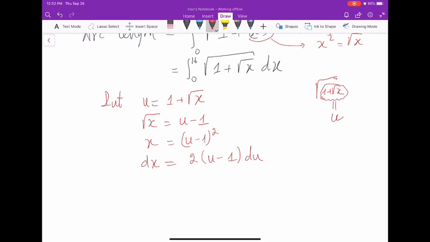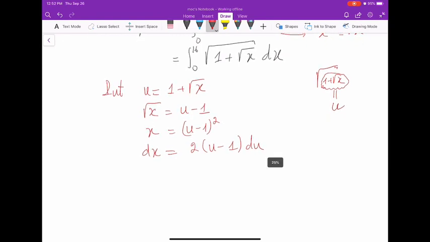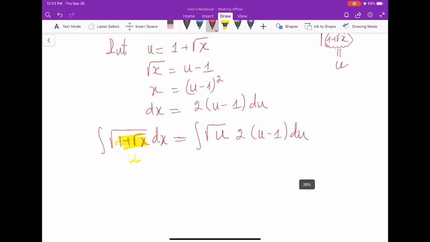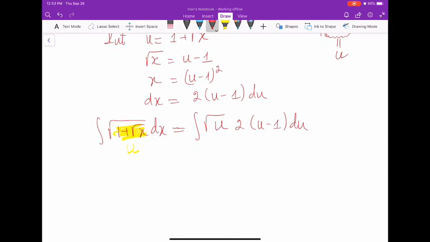Now, I will rewrite the original integral in terms of u, but I will not take care of the integration limits because I will plug all numbers back at the end. So I just need to find the antiderivative. So my integral of square root of 1 plus square root of x dx is equal to square root of u, because we already put u equal to this function. And then dx is 2 times u minus 1 du. Now it seems better, right?